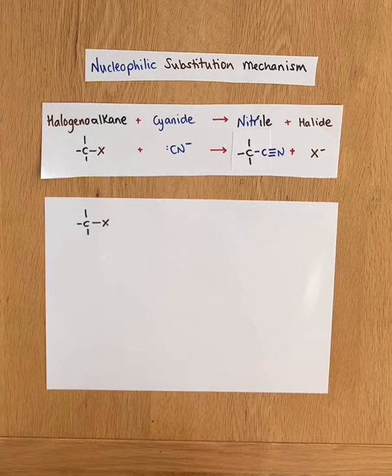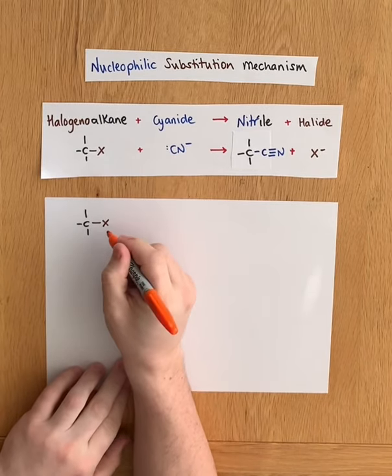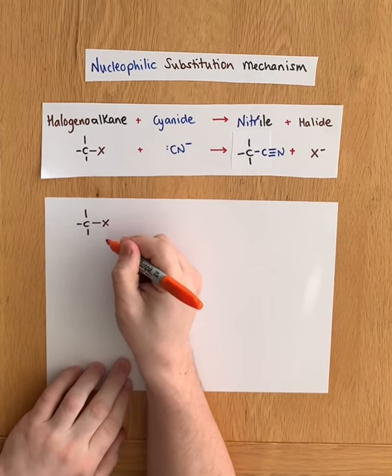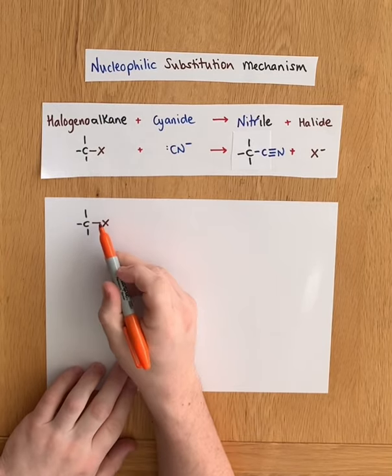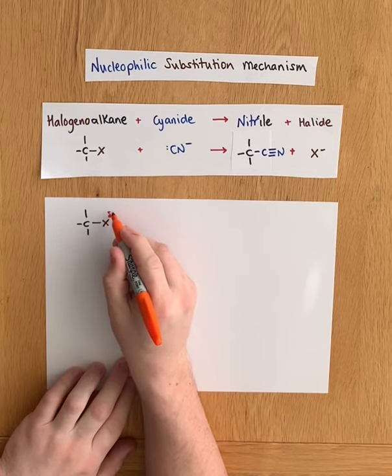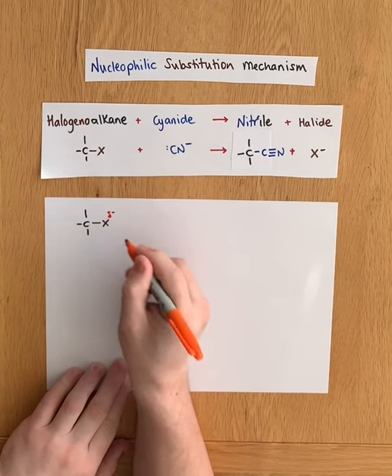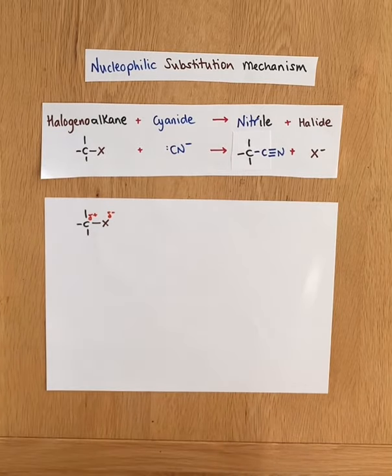So halogenoalkanes react in nucleophilic substitution reactions because the very electronegative halogen atom will attract the pair of electrons in the covalent bond towards it, forming a polar bond, the halogen being delta negative and the carbon delta positive. That means that a nucleophile, such as the cyanide ion, will be attracted to the delta positive carbon.